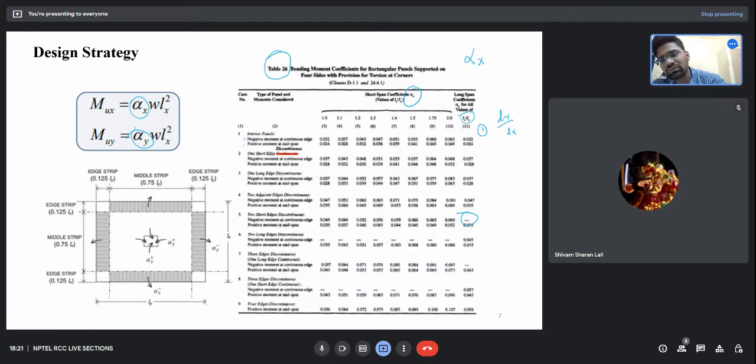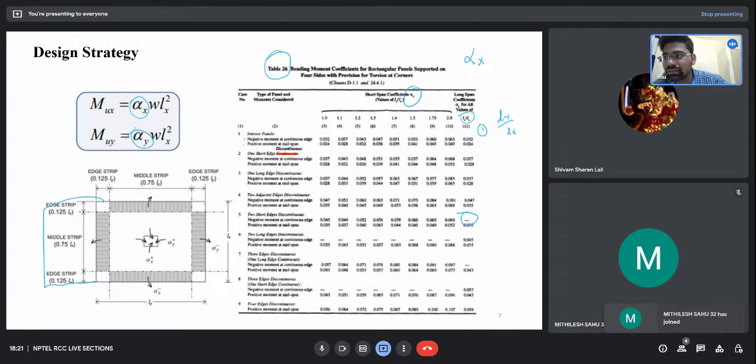So the sixth one, in a similar fashion, you can see why these are not defined. Two long edges are continuous, so the two short edges are discontinuous. Now this is continuous and this is continuous, but these two are discontinuous. That means alpha x will be not defined. Are you getting me? For any discontinuous edge, the negative moments are absent. Now three edges are discontinuous and one short edge is continuous. What does that mean? My alpha y will be not defined. And for the fourth case, there would be no negative moments because all of them are discontinuous. So alpha x minus and alpha y minus both will be absent. So this was the logic behind this table. I hope you all got this.